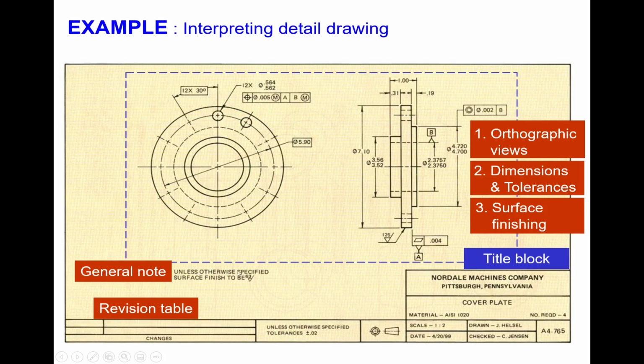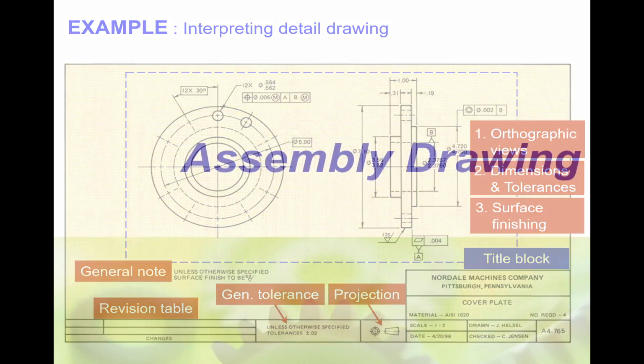The revision table shows how many revisions you have made. Okay, let's say you first draw by one person and then you make a revision again. So every time you make a revision, you note it in this revision table. And also the general tolerance and the projection type.